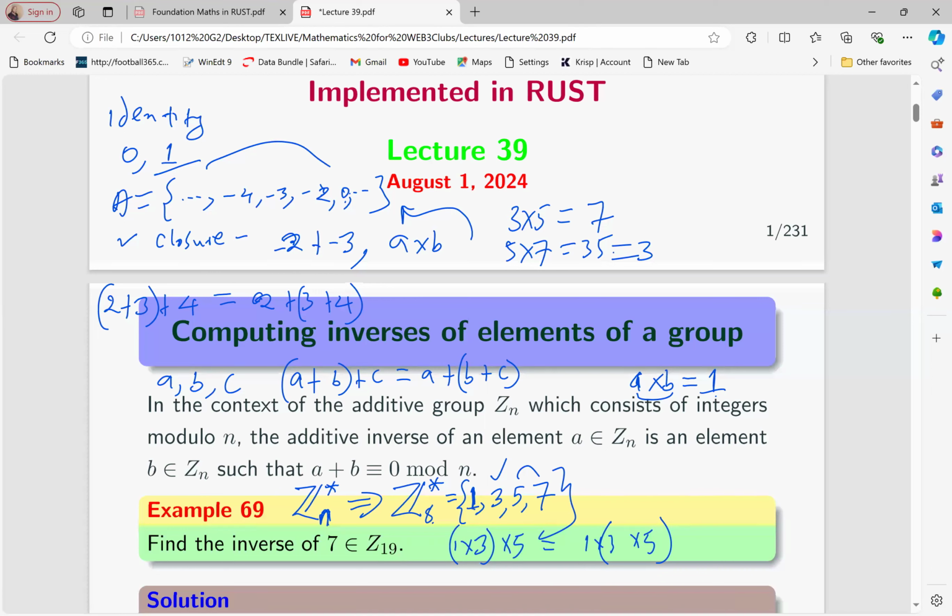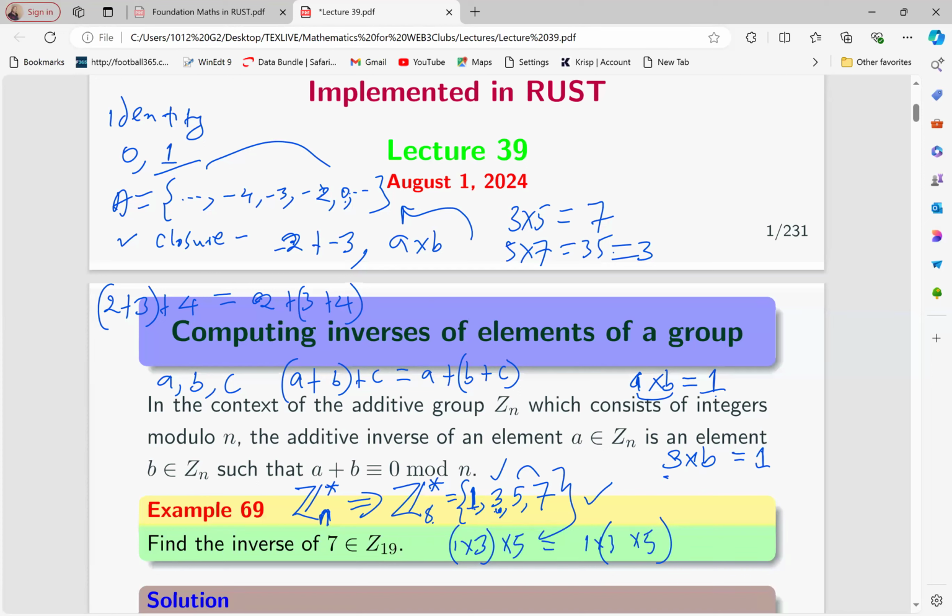So the inverse of 1 is 1. What about the inverse of 3? What element, when multiplied by 3, gives you 1? That is the question. What element, when multiplied by 3, gives you 1 in this set? So what we usually do, we use an extended Euclidean algorithm to find the inverse of 3. Is that okay? Use extended Euclidean algorithm.